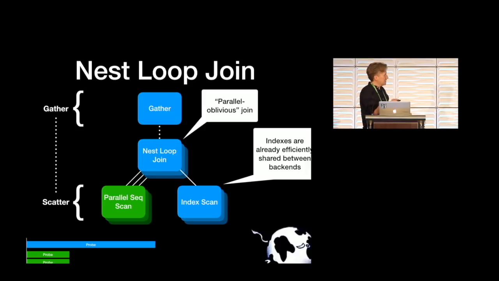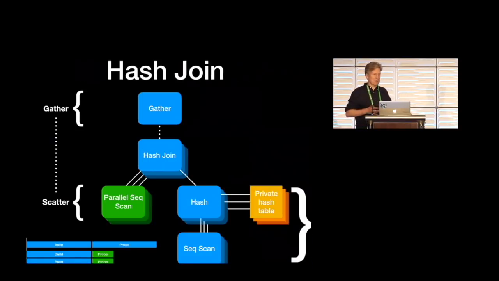A key point here is that the index which we're probing, which is shown on the right there, we call that the inner side of the join. A B-tree index, for example, is already efficiently shared between backends, so that's why that works nicely.